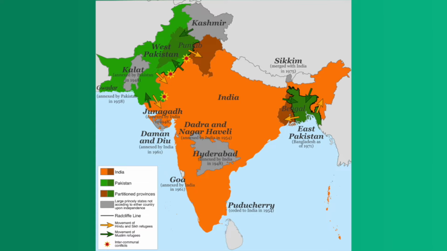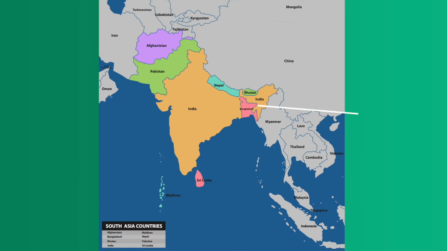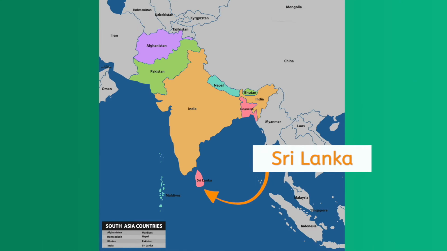A component of Britain's exit was the partition of India, which divided the country into the nations of Hindu-majority India and Muslim-majority Pakistan, home of the aforementioned Indus River. This led to cross-border migration and animosity that at times resulted in violence. In 1948, Sri Lanka gained independence from Britain, and in 1971, Muslim-majority East Pakistan became Bangladesh.